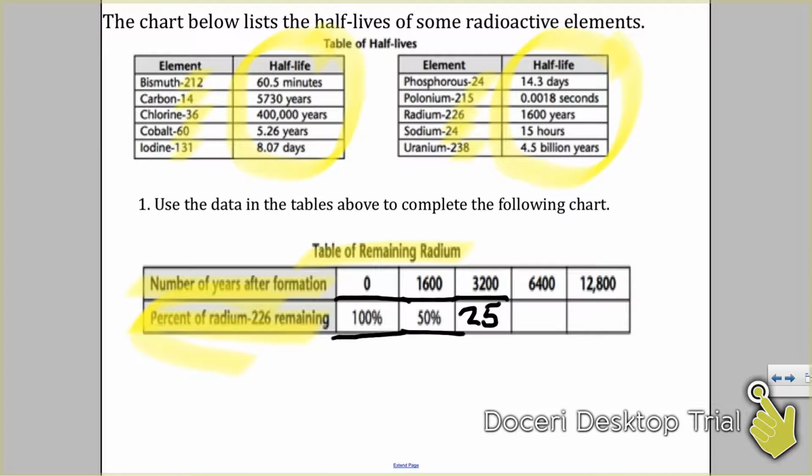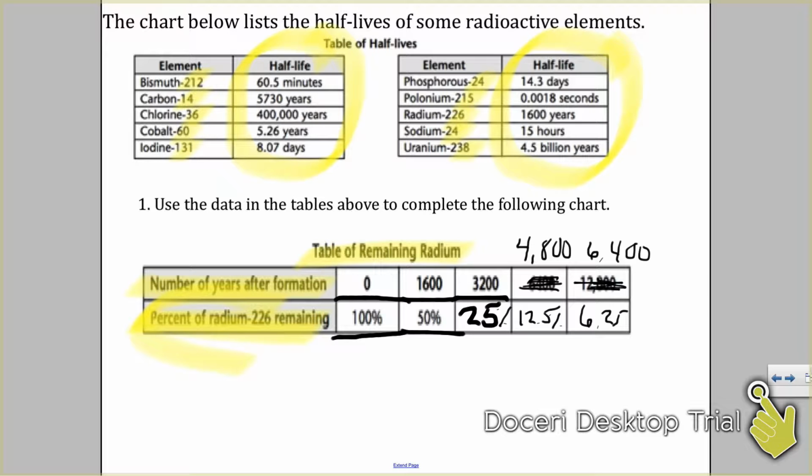Got it? Yes. And then we look and we see another 1,600 years has occurred. Is that this number here? No. No. So we need to fix that. And what did we get? 4,800. We fixed that yesterday. And how much is there? 12.5%. 12.5%. And I want to put the percentage, but my pen is a little bit too big. And then we find out another 1,600 years occurred. Is that 12,800? No. No, that should be 6,400.